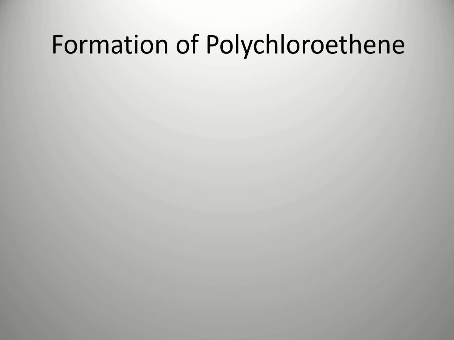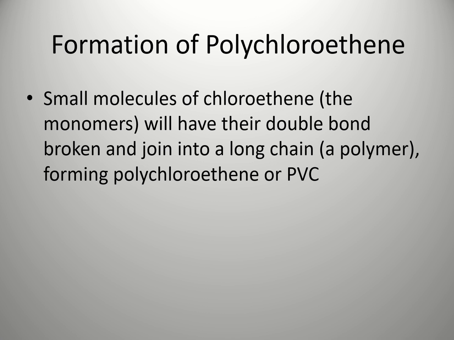Right, let's look at a second type then of polymer, polychloroethene, which is also on your syllabus that you need to know. This time the monomer, as you would imagine, is a little bit different. It's called chloroethene this time. Okay, still has a double bond, of course. You can see the ene in the name there.